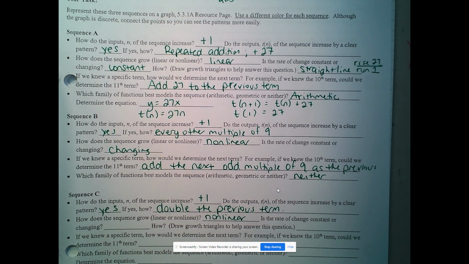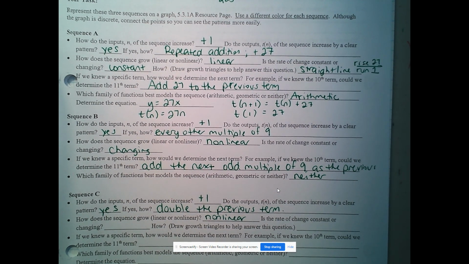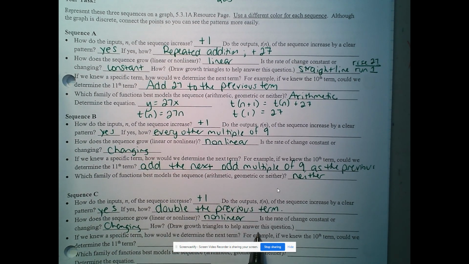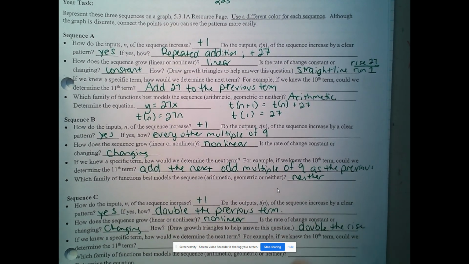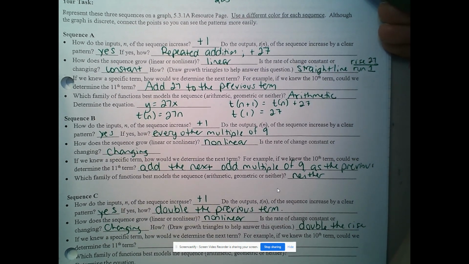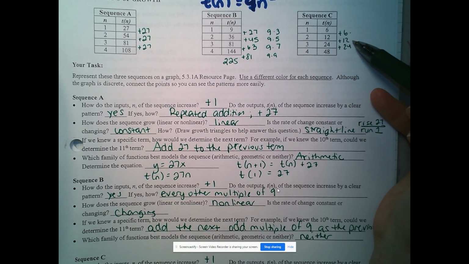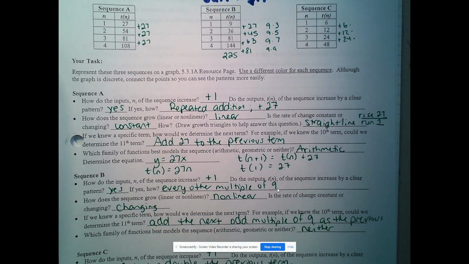Is the rate of change constant or changing? So this one is +6, then this one is +12, then this one is +24. So the rate of change is changing. How? Draw growth triangles to help answer this question. So every time you are doubling the rise. When you go over 1, you're going to go up 6. The next time, you're going to go over 1 up 12. The next time, over 1 up 24. So your rise is changing each time.